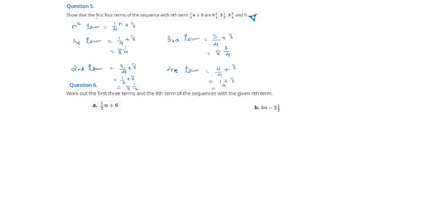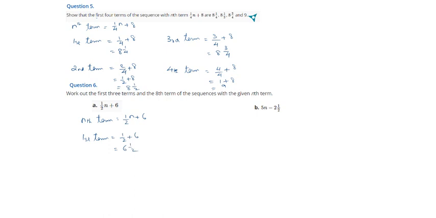In question 6, we have to find the first three terms and the eighth term of the sequence with the given nth term. So this is nth term. We have to find the first three terms. So nth term is equal to half n plus 6. So first term is equal to 1 by 2 plus 6. So this is equal to 6 1 by 2.